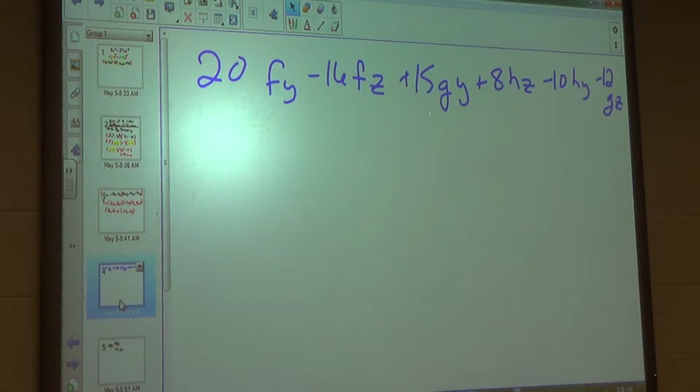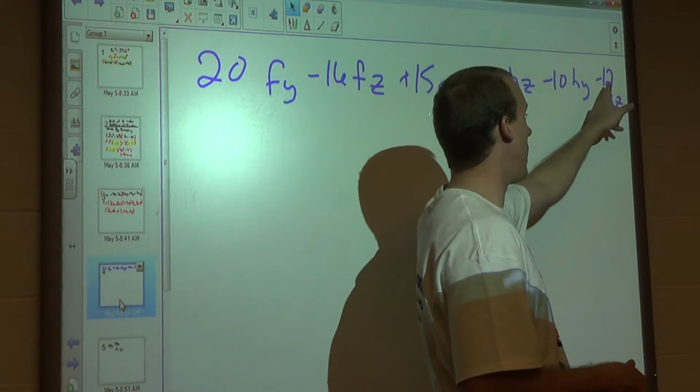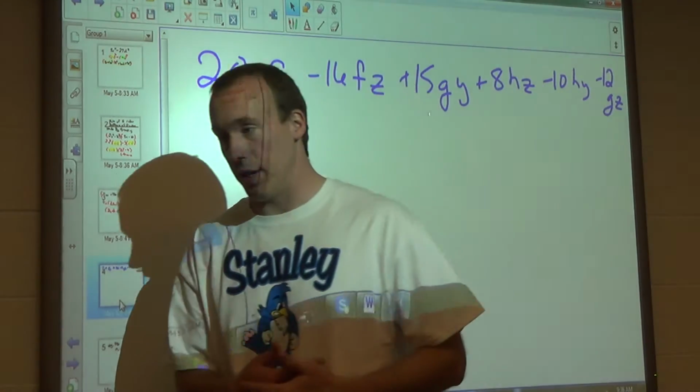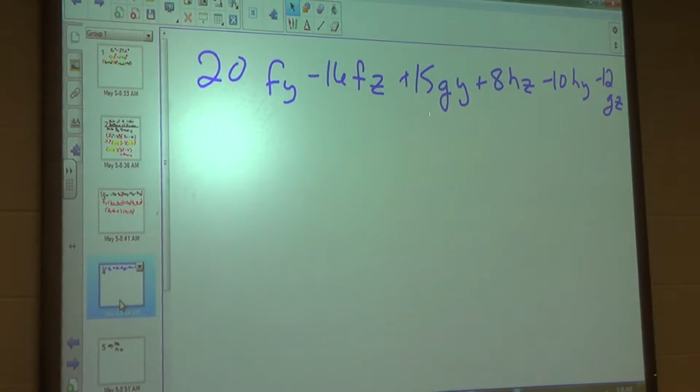Okay, so again, I ask myself how many terms are up there. A bunch. This negative 12GZ is one term, I just didn't have room to write it, so that should be on the same level at the back end there. So I need you to factor by grouping, because there's more than 3 terms.